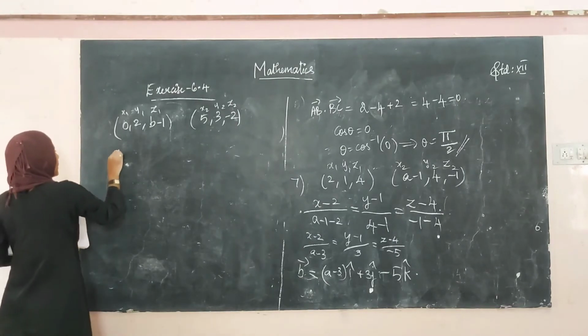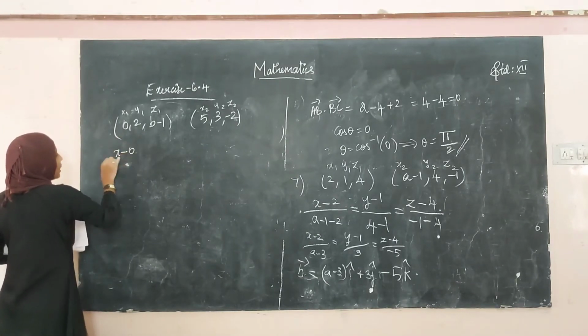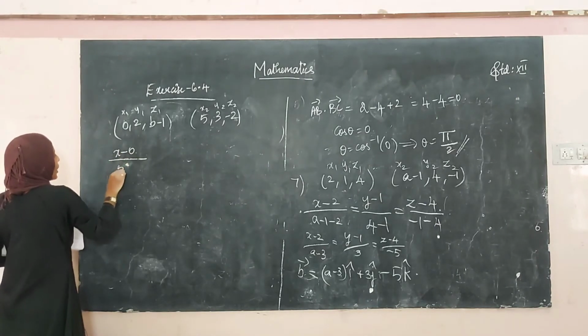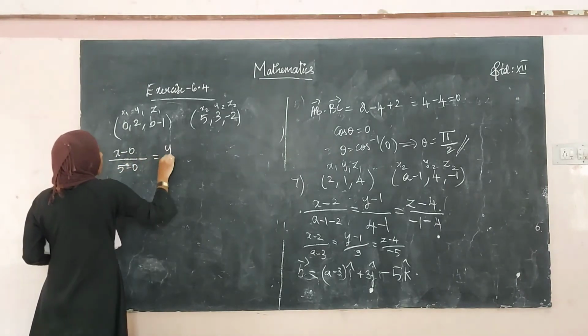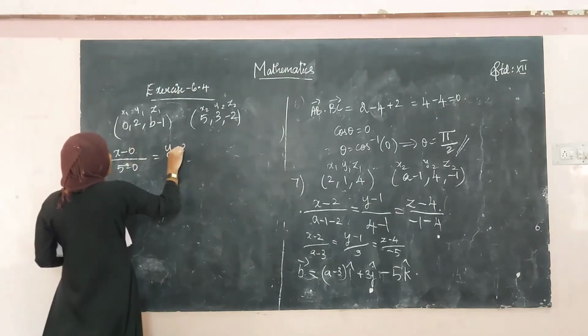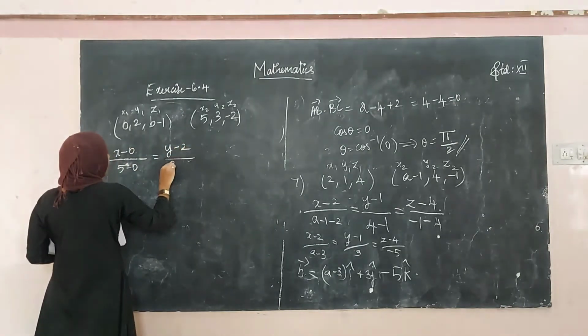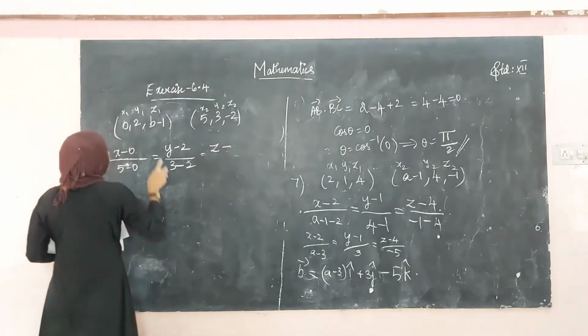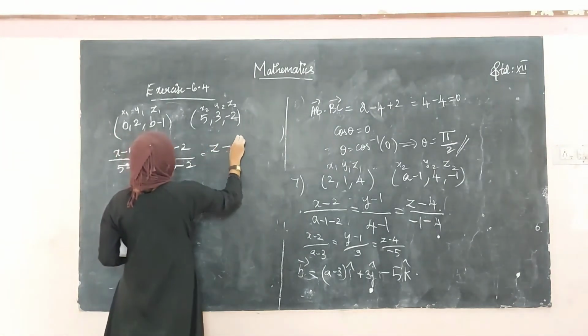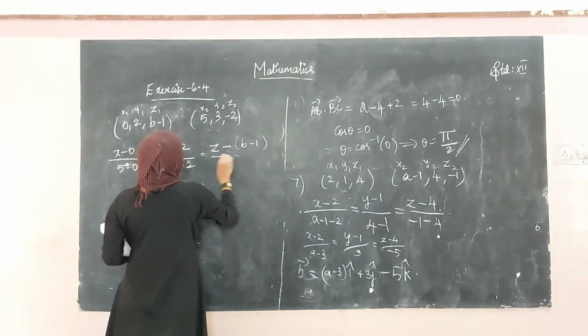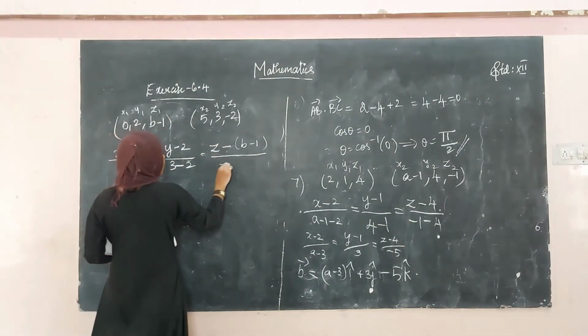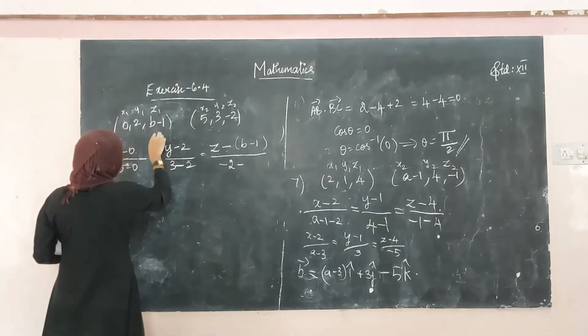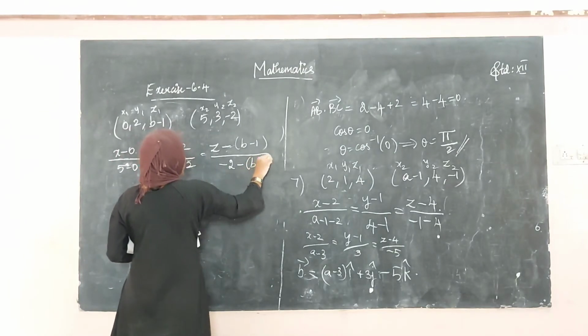So, x minus what is x1? It is 0, divided by what is x2? 5, so 5 minus 0, equal to y minus what is y1? It is 2. What is y2? 3, minus y1 is 2, equal to z minus what is z1? b minus 1, divided by what is z2? It is minus 2 minus z1, which is b minus 1.